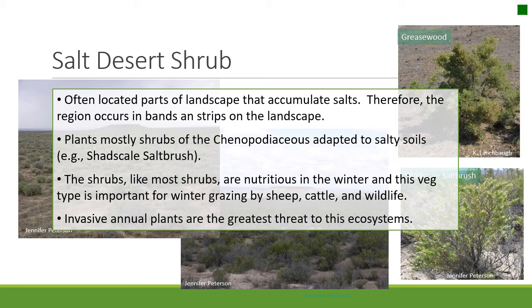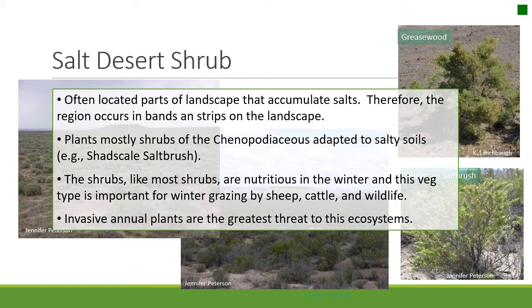But some plants have the characteristics that allow them to deal with that salt, and many of the shrubs in this ecosystem have characteristics that help them deal with salt, and they're often members of the Chenopodiaceae. An example is shadscale saltbrush. It sequesters the salt and actually puts it on its leaf, so if you ever see the plant, you could pick it up and taste it, and it actually tastes salty because it just sequesters that salt in its leaves.